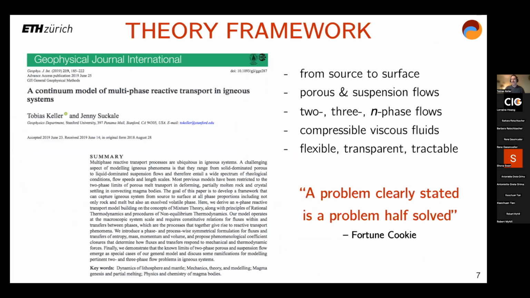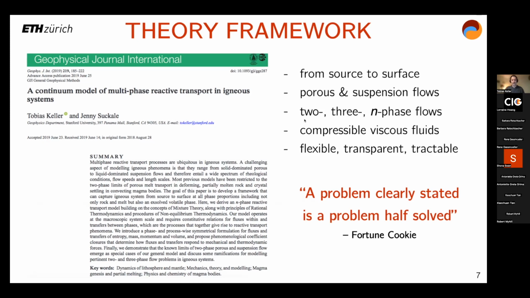And if you're interested in this class of models in general, and the foundations of the work that our research group is doing, I would like to point you to this paper, which is the grand theory framework on which I tend to build my models. This is a work that I published together with Jenny Zuccali at Stanford, where we went out to try and formulate an internally consistent and broadly applicable model framework for magma transport processes from melt sources in the mantle to emplacement near the surface that is applicable to the entire spectrum between porous and suspension flows, including the mush regime in the middle.